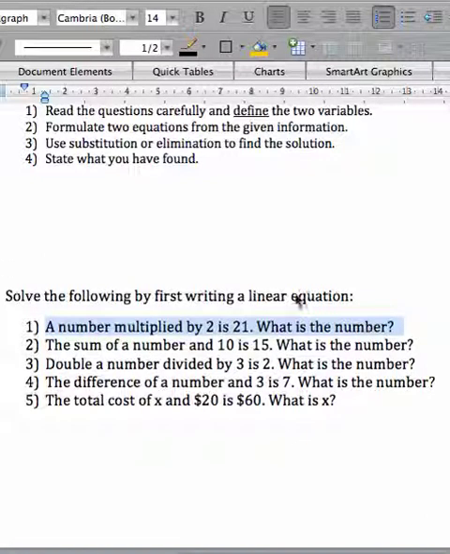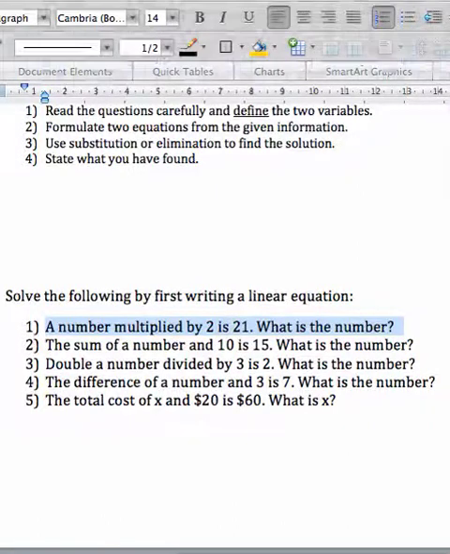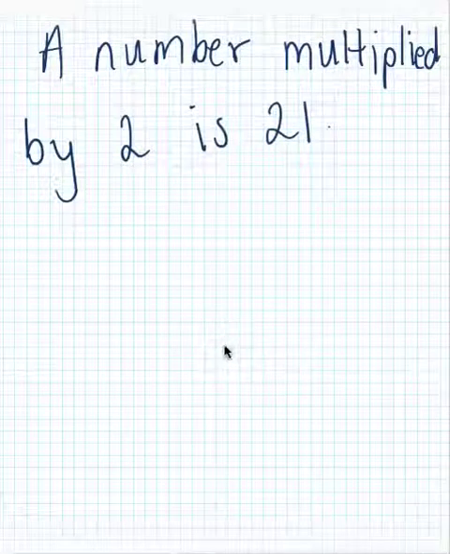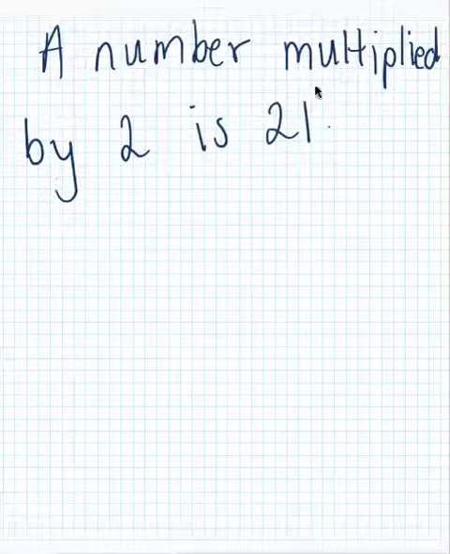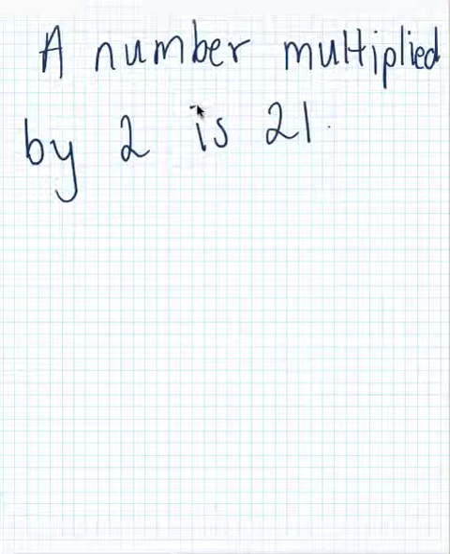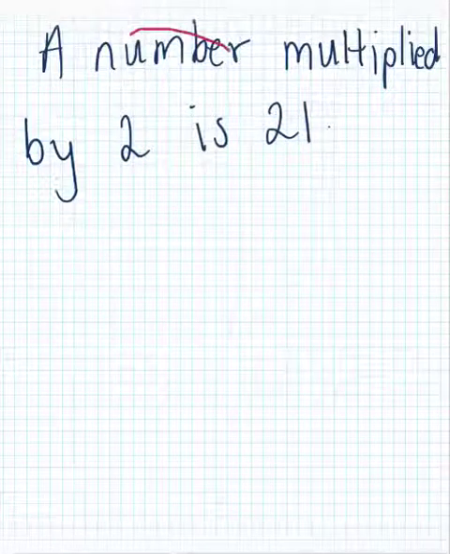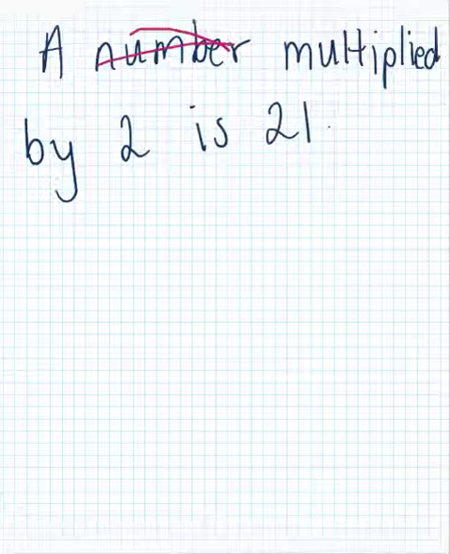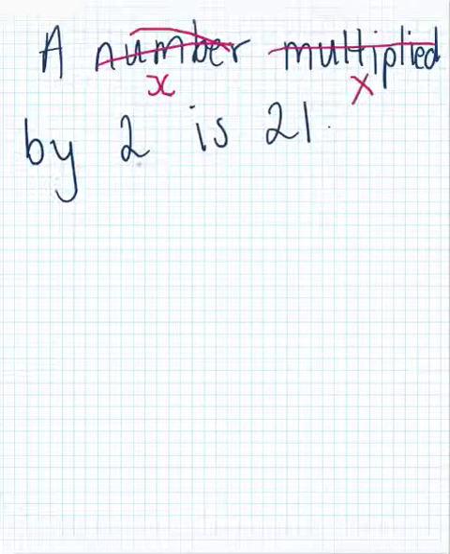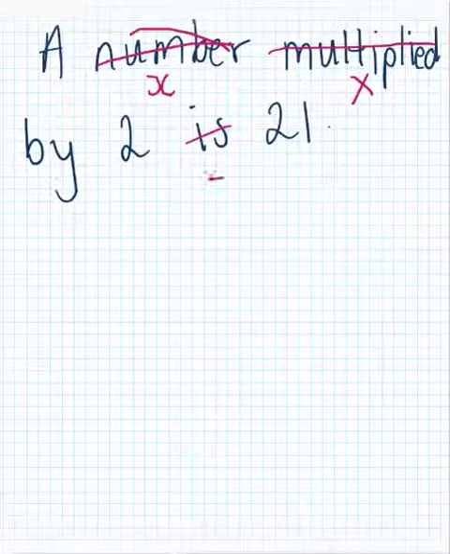So for the first one, number 1 says a number multiplied by 2 is 21. What is the number? So I'll just write that out. A number multiplied by 2 is 21. For a number, you can use any variable you want. I'll just use x because x is the most common variable. So I'll cross off number and write x below it. Okay, so a number that I'm calling x multiplied, the symbol for multiplication is times, by 2. So 2 is there for us. Is, so instead of is, I can put an equal sign. Equals 21.